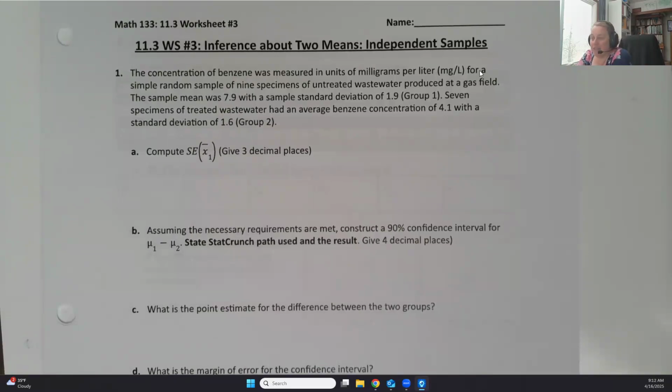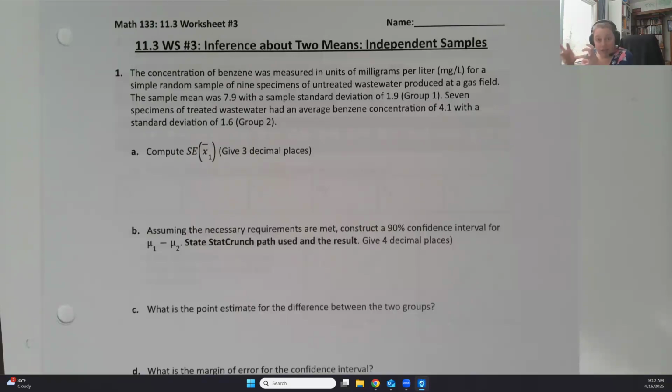So the concentration of benzene was measured in units of milligrams per liter, which is mg/L, for a simple random sample of 9 specimens of untreated wastewater produced at a gas field. The sample mean was 7.9 with a standard deviation of 1.9. That was group 1. And then 7 specimens of treated wastewater had an average benzene concentration of 4.1 with a standard deviation of 1.6. Oh boy.